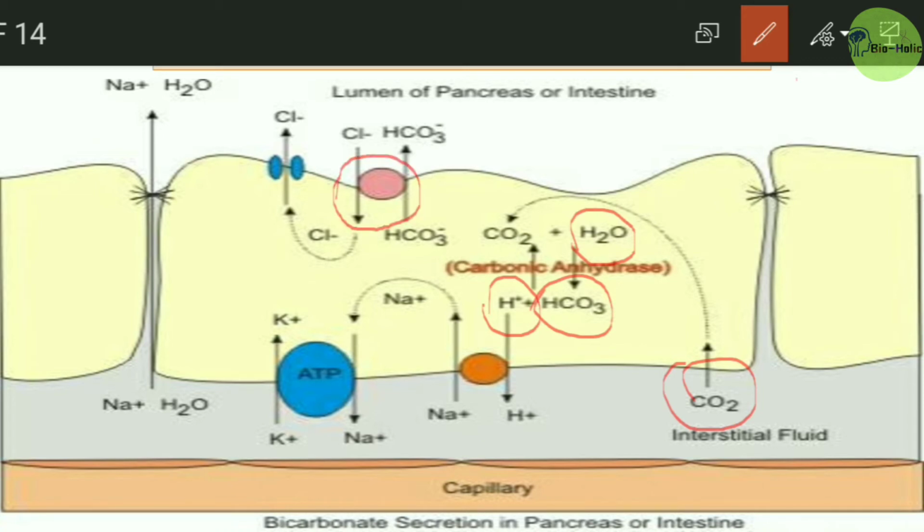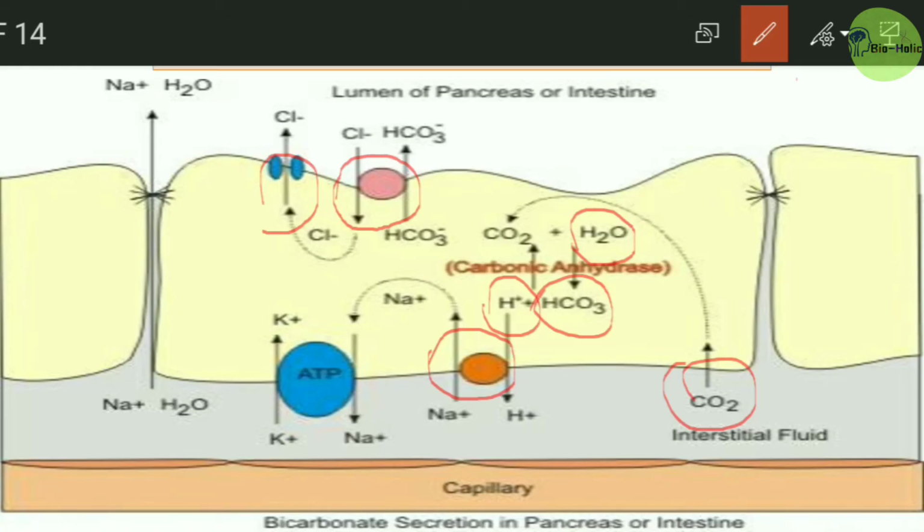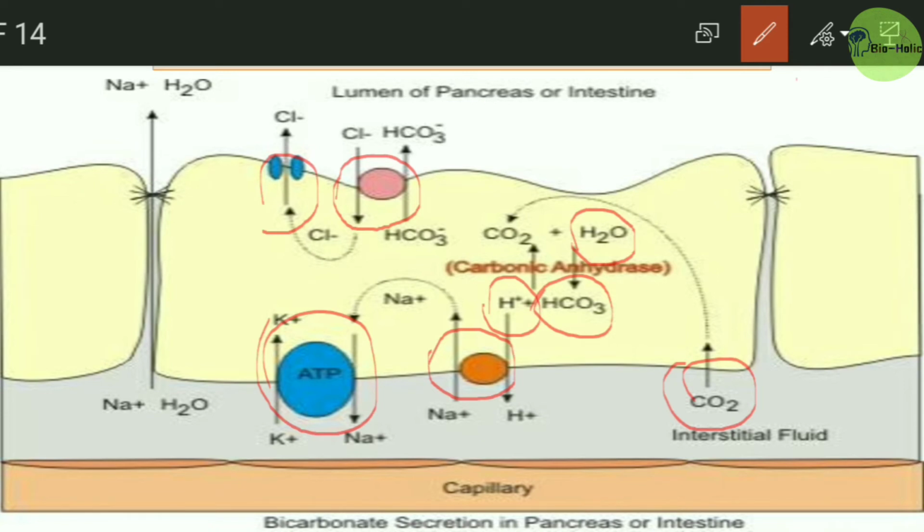This chloride is recycled back into the lumen by an electrogenic chloride channel present in the luminal membrane. The sodium enters into the cell in exchange for the hydrogen, and this sodium is also driven back out through a sodium potassium ATPase pump. So that's all about the mechanism.